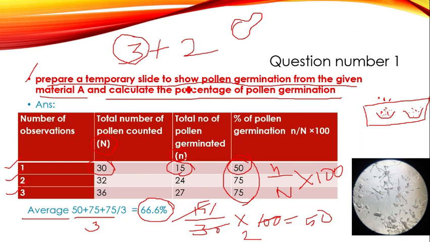If you get this question, first you have to do the slide for germination of pollen grain. After that, you have to calculate the percentage of pollen germination by using the equation small n by capital N into 100.